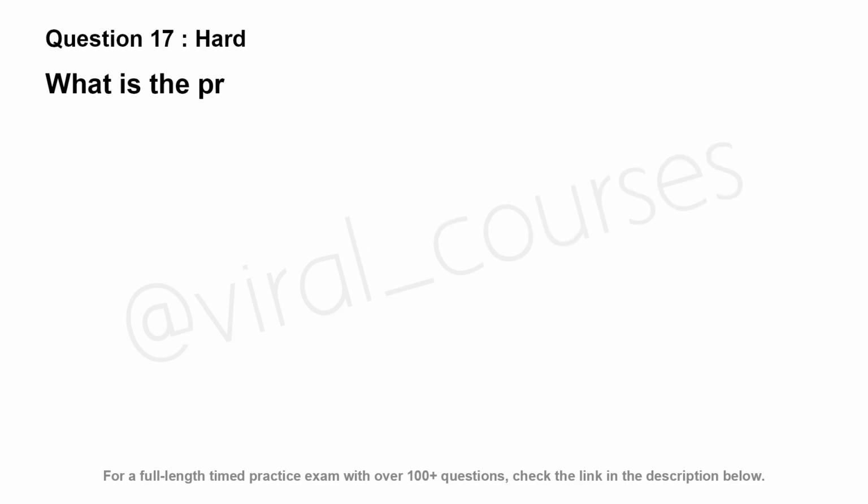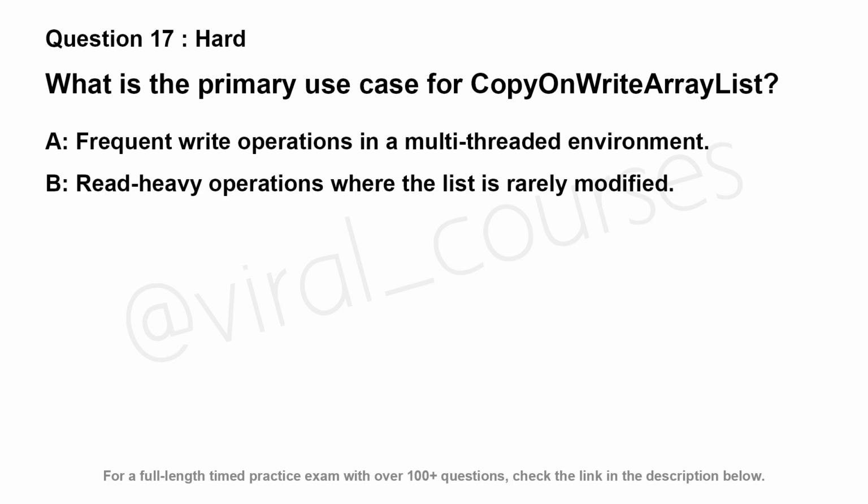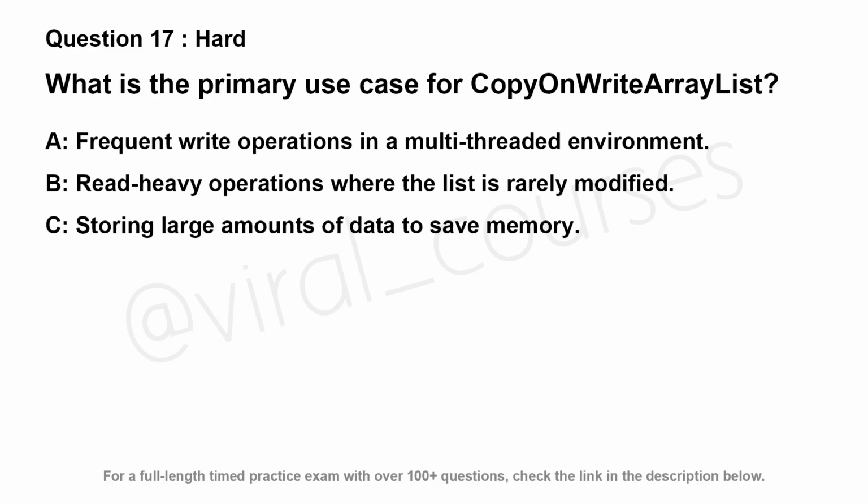What is the primary use case for CopyOnWriteArrayList? Option A, frequent write operations in a multi-threaded environment. Option B, read-heavy operations where the list is rarely modified. Option C, storing large amounts of data to save memory. Option D, maintaining a sorted list of elements.